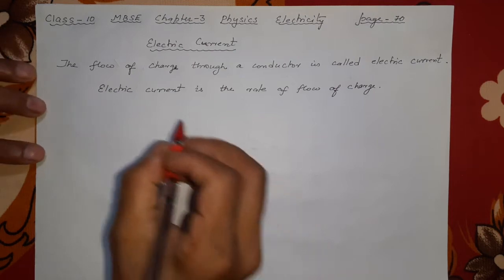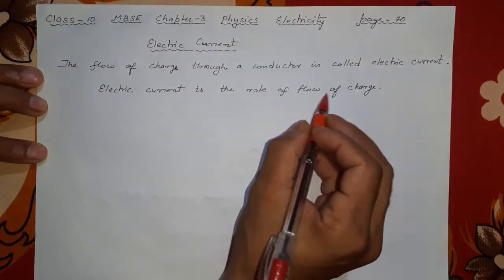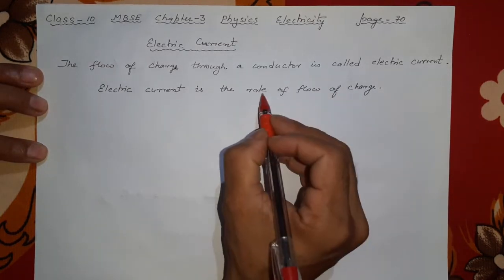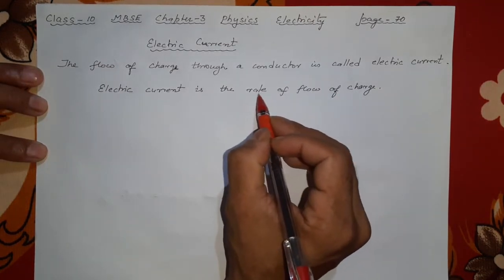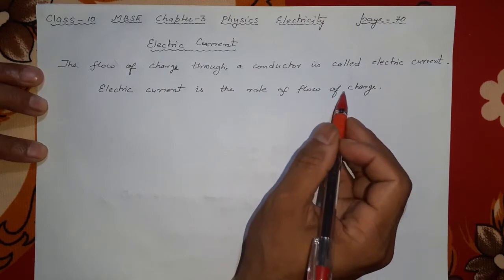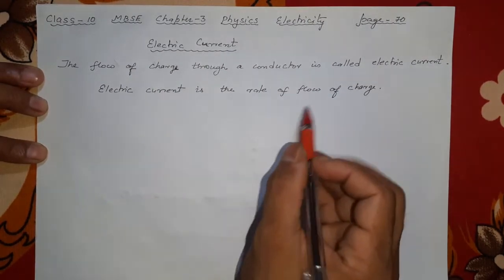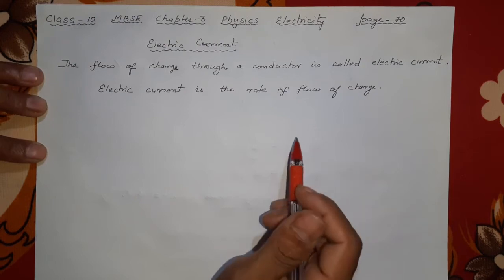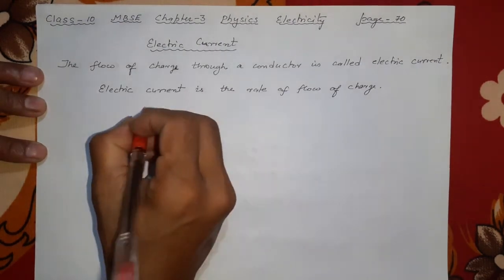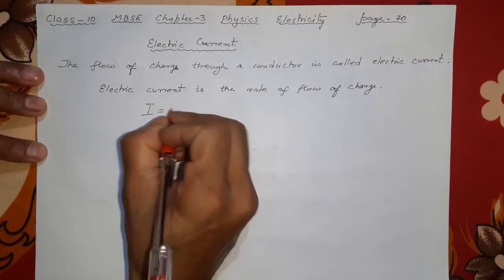Now what if the flow of charge is very fast? Rate means its fastness, how speed it is flowing. If that is very fast we call it high current. If that is very slowly traveling we will say that the current is less. So we define it like this: I is equal to Q by T.